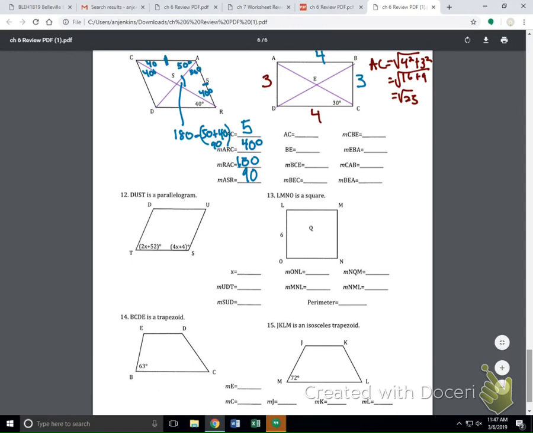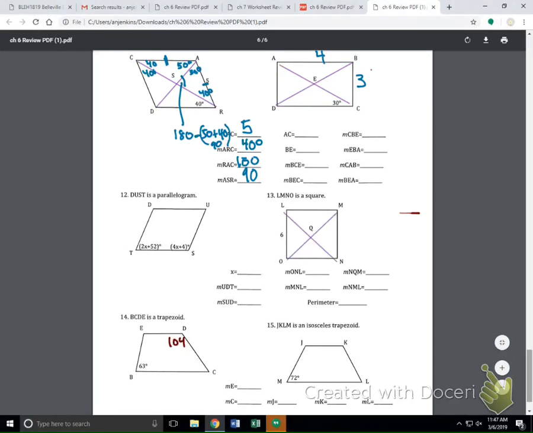It's just going to be 5. So you know that AC has to be 5, which means that BC is also 5. What is BE going to have to be? It's being bisected, so that 5 is being cut in half. So it's going to be 2.5.